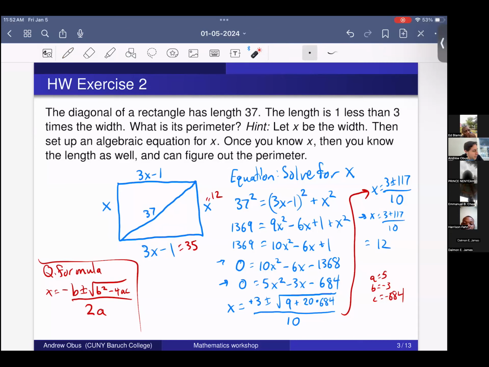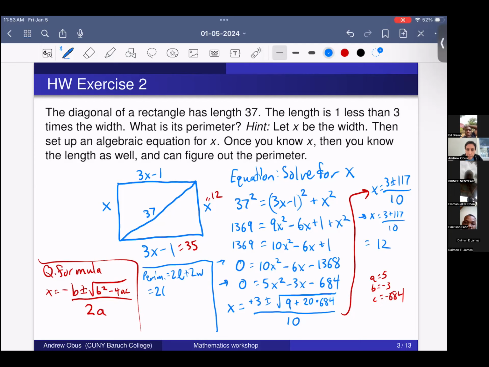So if we have 12 and 35, then what's the perimeter of the entire shape? It would be 2L plus 2W. Exactly. So the perimeter is equal to 2L plus 2W.